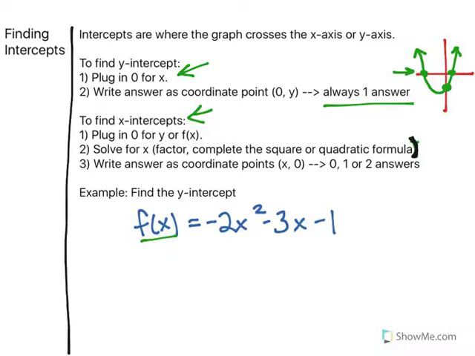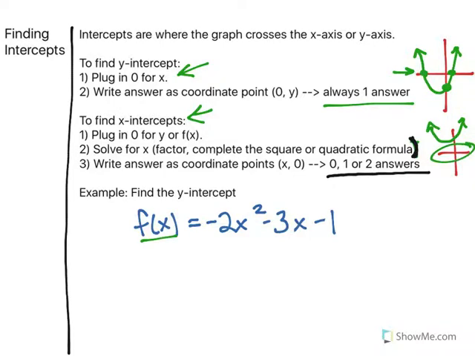And then you're going to write your final answer as coordinate points. You might have 0, 1, or 2 answers in this case. Okay, in this graph shown here, obviously we have 2 x-intercepts, but you can imagine that if we had a graph that looked like this, we would have 0 x-intercepts because we never cross the x-axis.